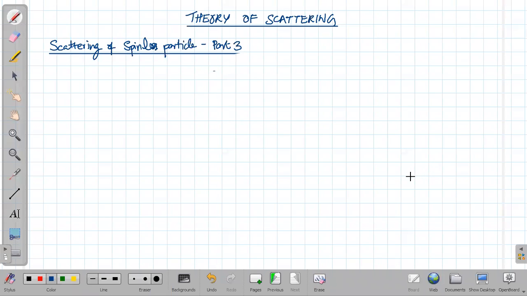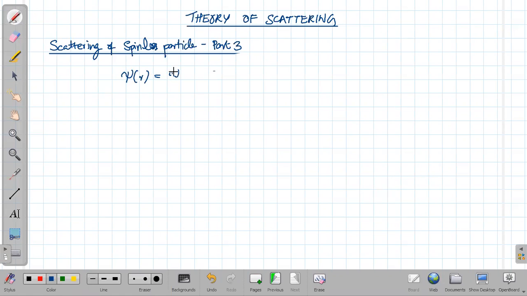Hello, all. So welcome to the next session on theory of scattering. So today we are going to find the explicit form of the Green's function that we stopped at in the last session.